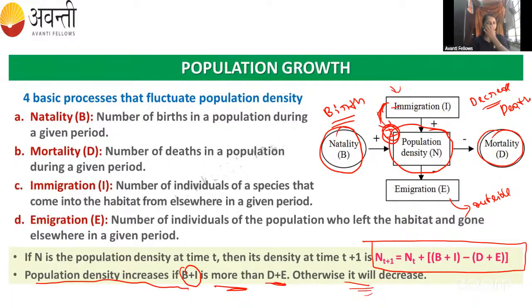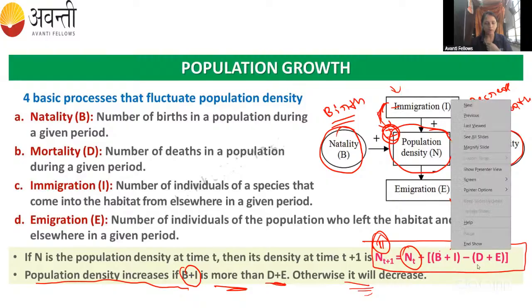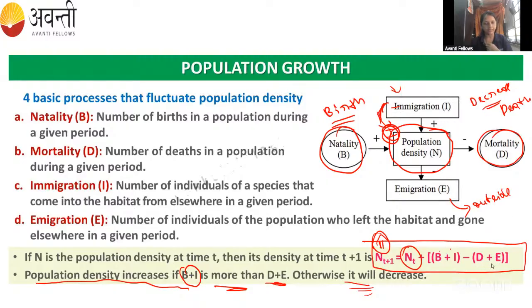For example, if they give any question regarding calculating the number: before 1 year, it is a number, this is the N(t). After your calculation, what will come? That is N(t+1). Remember that. And how many births happened, how many immigrations happened in that time, and how many deaths and emigrations happened in that time. We have to calculate this totally.